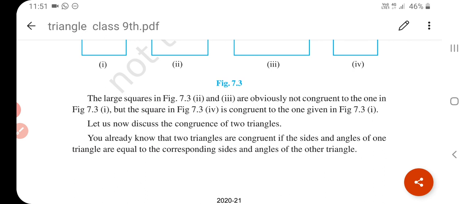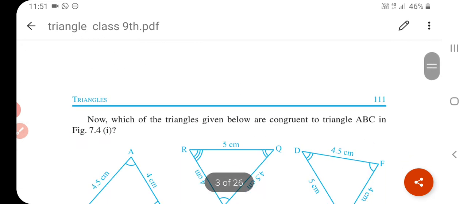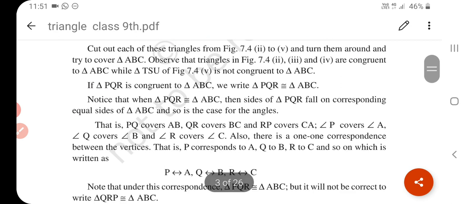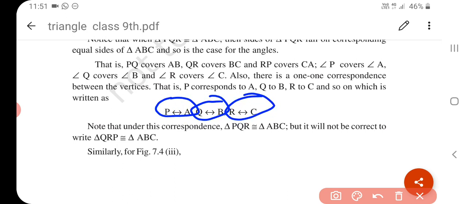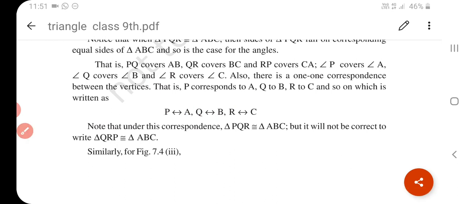Okay, understand? And how can we write that two triangles are congruent to each other? We can write it this way. P is congruent to A, Q is congruent to B, R is congruent to C, and we can write triangle PQR is congruent to triangle ABC. This is how you have to write it.